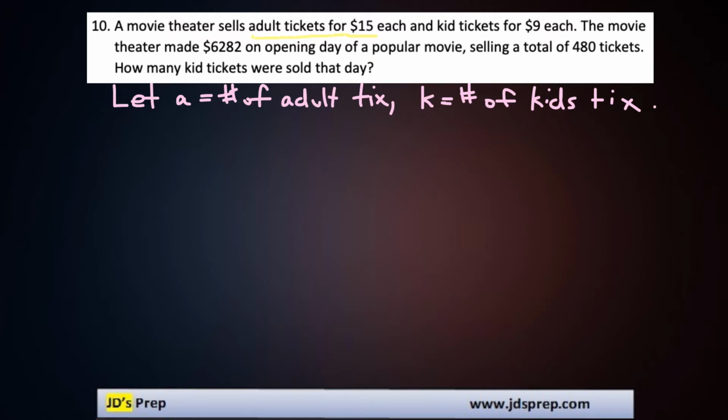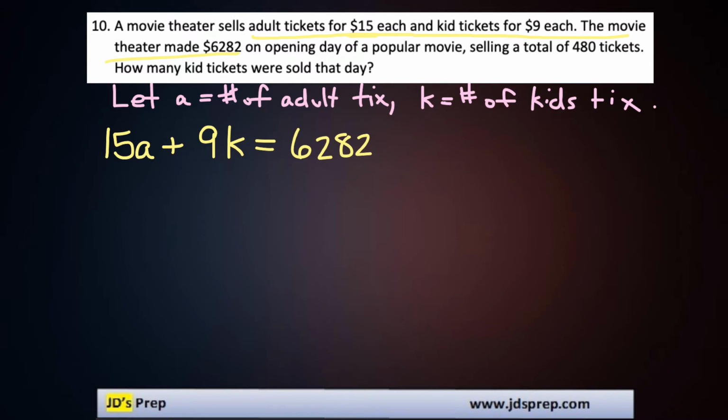Okay, now to create our first equation, let's take a look at what we have here. It says that the adult tickets are $15 each, and the kid tickets are $9 each. And the movie theater made $6,282 on opening day. To write that as an equation, I'm going to write it as 15 multiplied by A plus 9 times K equals 6,282. Now the reasoning behind that is that 15A represents the amount of money they're making on the adult movie tickets, and then 9K is the amount of money they're making by selling the kids tickets because they cost $9 each. But if we add those together, we get their total amount of profit of $6,282.